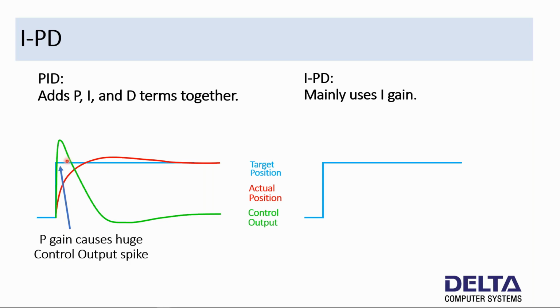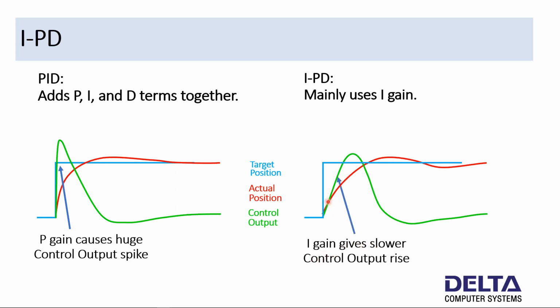Now with the I minus PD, we mainly use the I gain. We start with an I gain and then we subtract the proportional and differential. So with the I gain on the position, we'll have it go a little bit slower because the control output will rise a little bit slower because we're using the I gain. The I gain sums this difference up over time, and so we'll get a little bit slower rise. Whereas the P gain starts out kabang with a big jerk and then goes down. The I gain is a little bit slower because it's slowly building that error up over time.